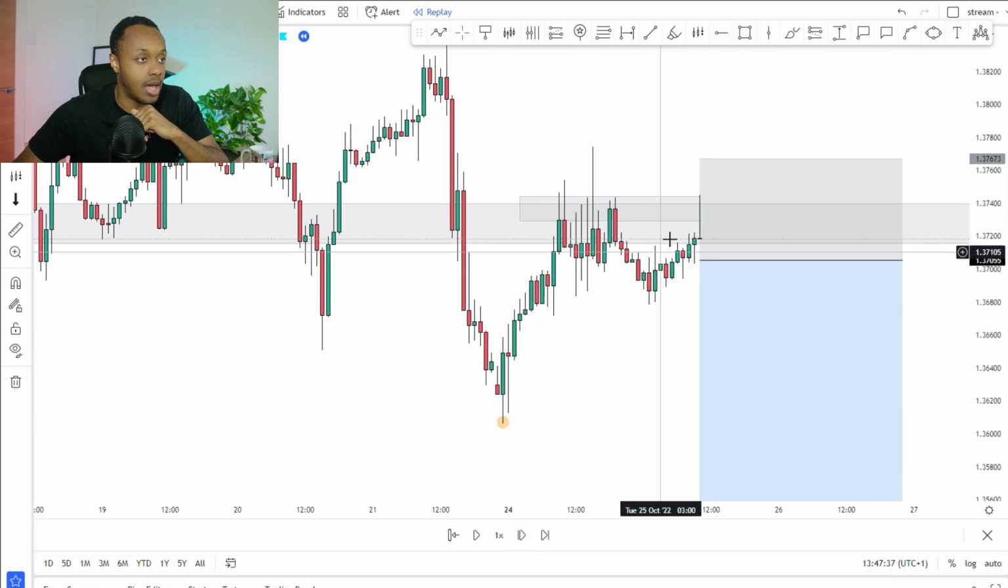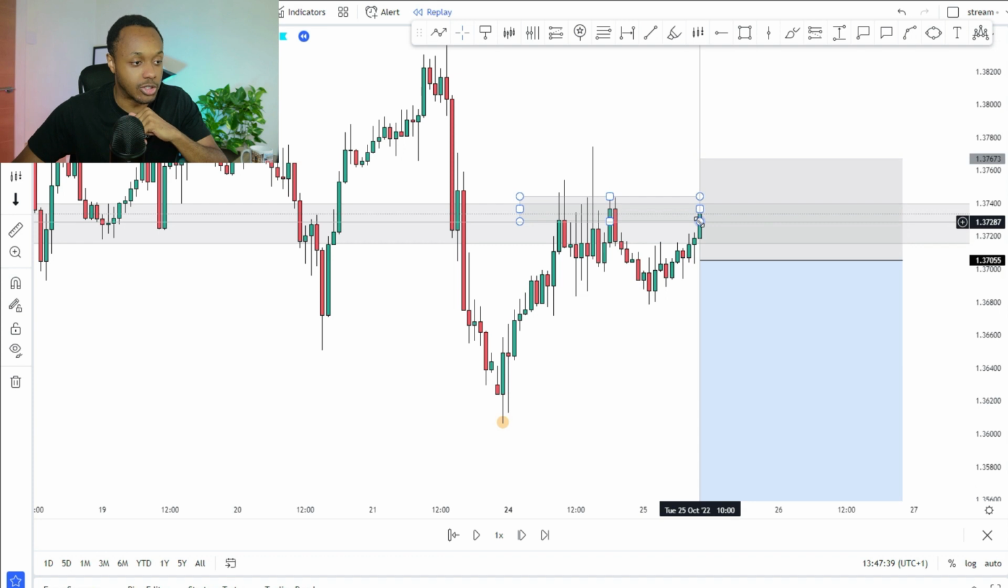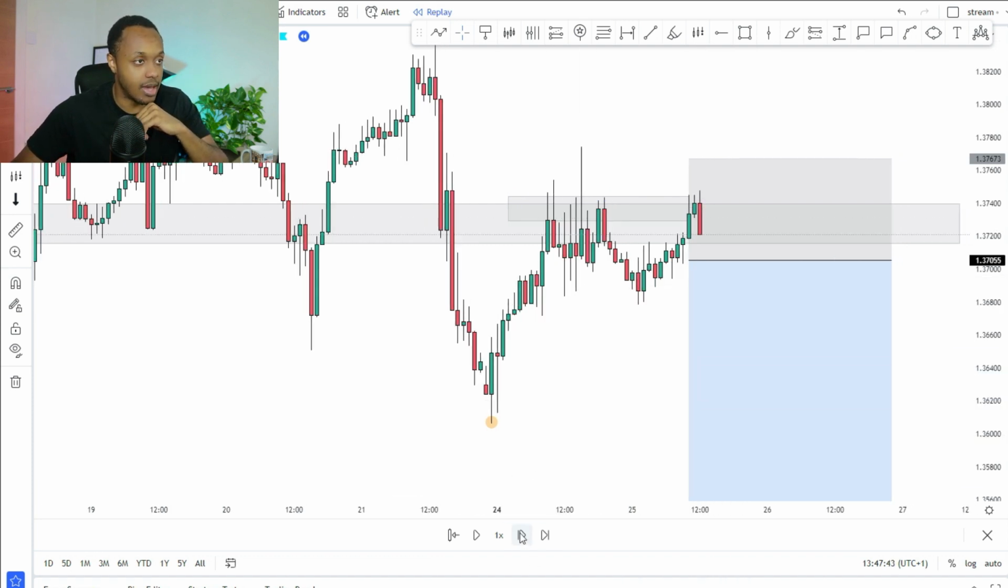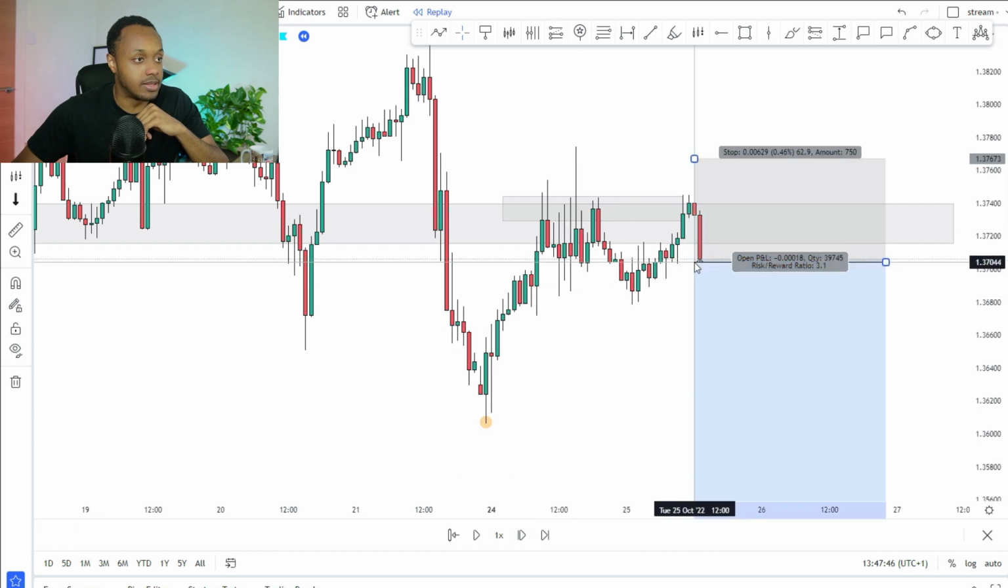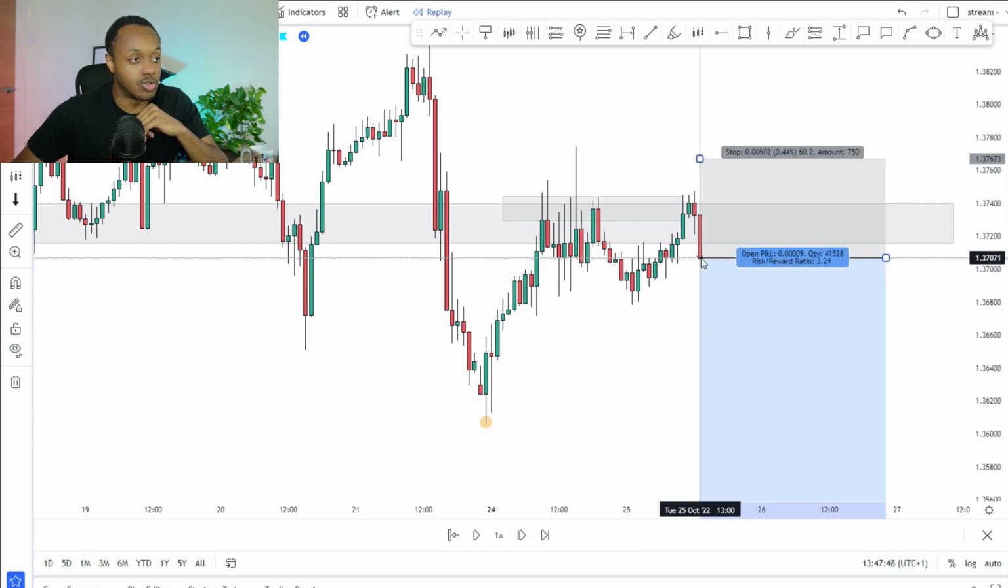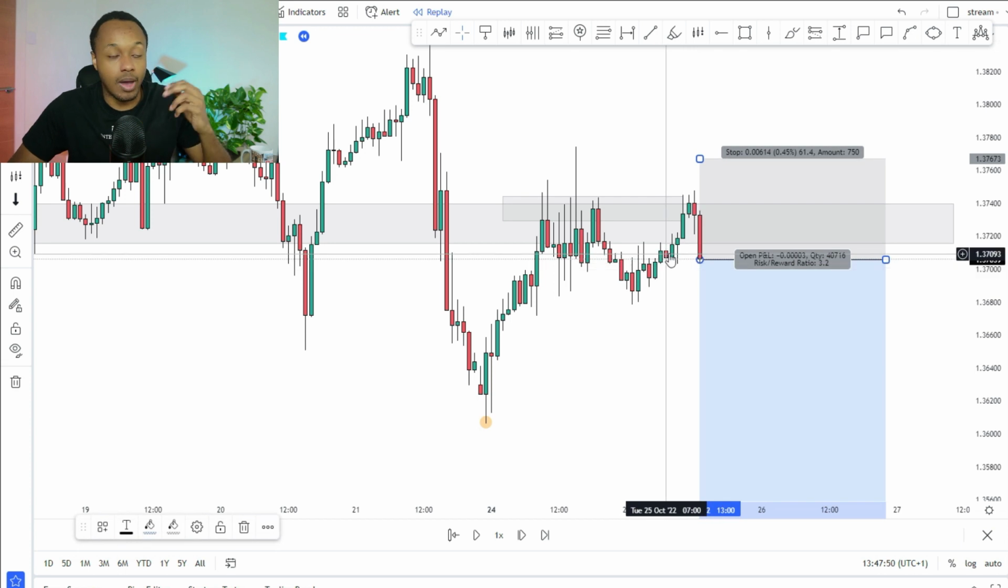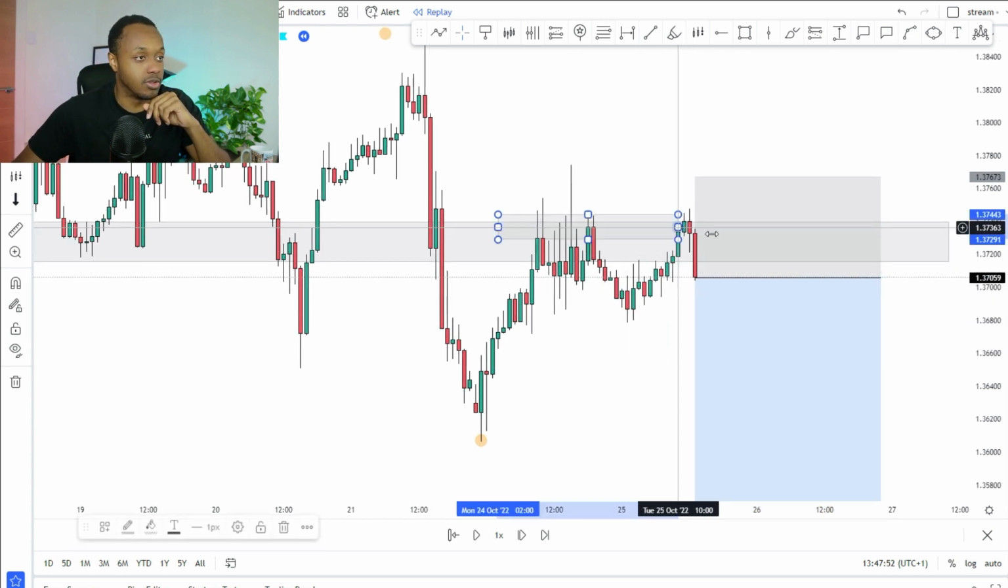So that was us coming into the level, still looking bullish. This was roughly around 10 a.m., and then we got my shift in momentum. You can see a nice change of momentum with this strong bearish engulfing candle. This was my entry signal, getting into the trade with the double top.